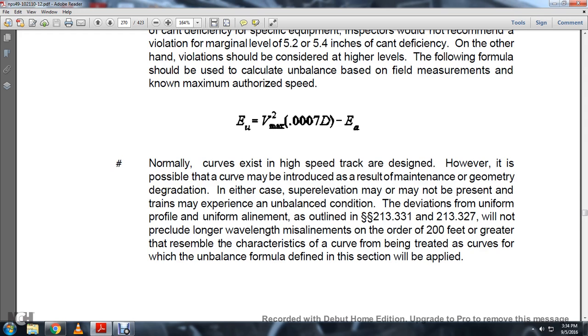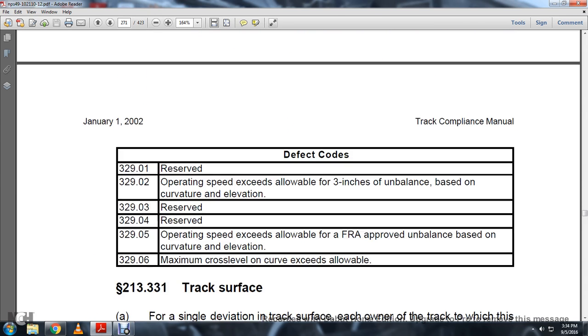Normally curves on high-speed track are of the design. However, it is possible for curves to result from maintenance or geometry degradation. In case the superelevation may not be present, the trains may be experiencing an unbalanced condition. The deviation with the uniform profile and uniform alignment outlined in 213.331 and 213.327 will not preclude longer wavelength misalignment of 200 feet and greater from resembling the characteristics of a curve, being treated as a curve for which the unbalanced formula defined in the section will be applied.